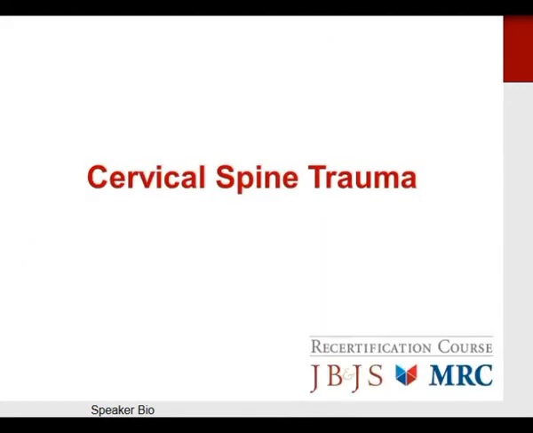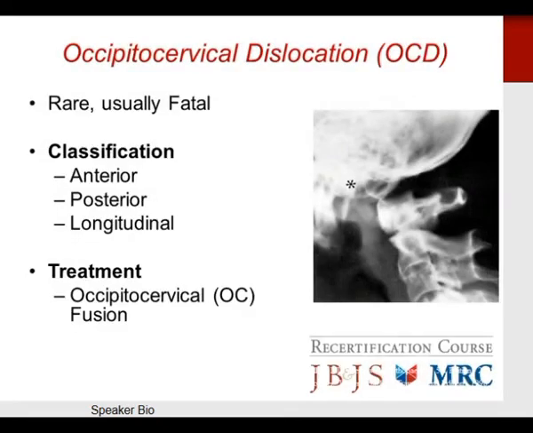Let's move on to trauma. The occipital cervical dissociation is fairly rare and is classified by the direction of the head in relationship to the spine. It can be anterior, as defined by the Powers ratio, posterior, or longitudinal. Fixation for this is the standard of choice, and it's occipital cervical fixation.